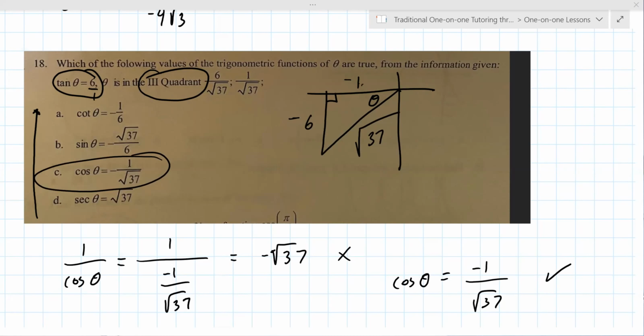All right, before I do the next one, let me snip in cofunctions. There's a pattern that's really important to see.